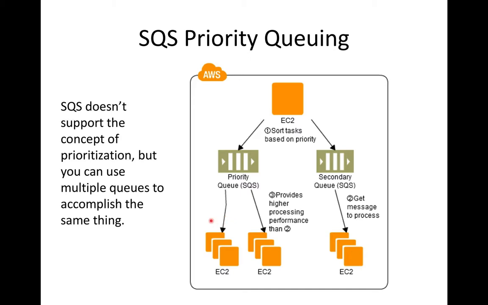In this case, we have an example where we have a priority queue and we have a secondary queue. Our application then can sort tasks based upon the priority. Priority messages will simply be put on the priority queue and secondary messages on the secondary queue. Then we can allocate more resources to the priority queue so that those messages are processed more quickly than the secondary queue. You might have a case where you simply have more EC2 instances or workers that are pulling messages, or maybe the workers are going to try to pull messages from the priority queue first. If they don't find any messages there, or if they have excess time, then they'll pull messages from the secondary queue.